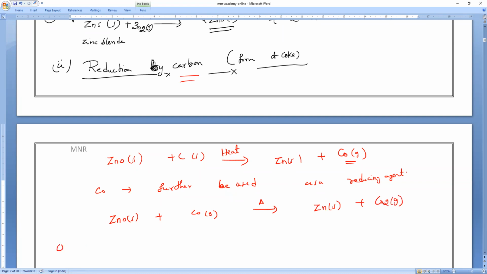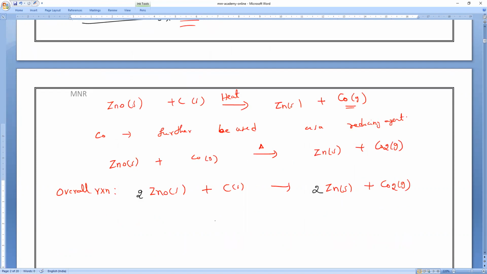So for this one only, I have taught you the overall reaction. What is the overall reaction? Everybody speak loudly. Zinc oxide reacting with the carbon, we are going to get zinc plus carbon dioxide. Am I right or wrong? So balancing the equation: 2ZnO plus C gives you 2Zn plus CO2. This I taught you in yesterday's class. So these both are internal reactions. You have to remember that.